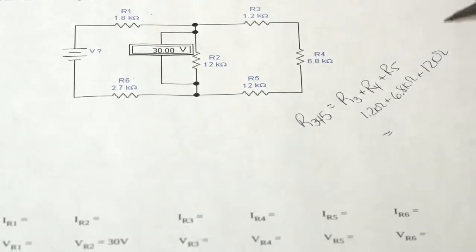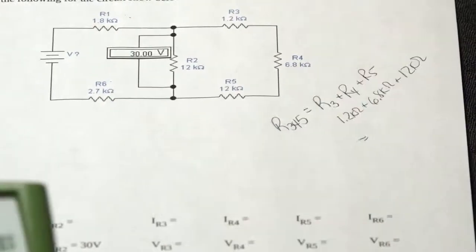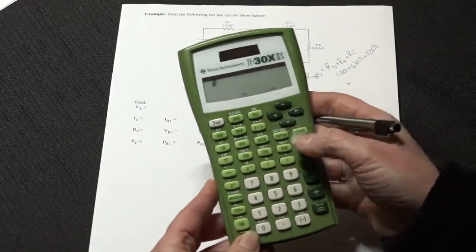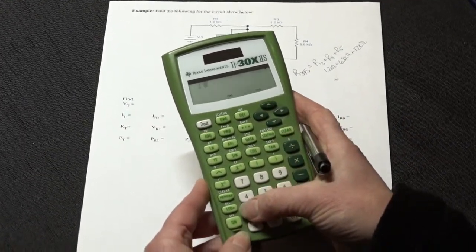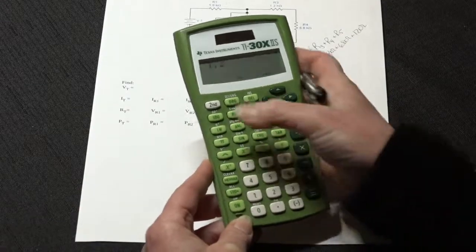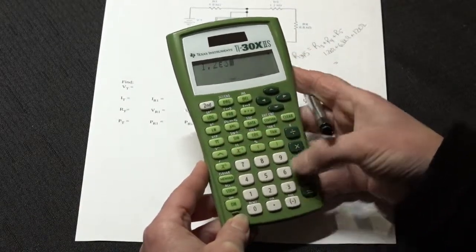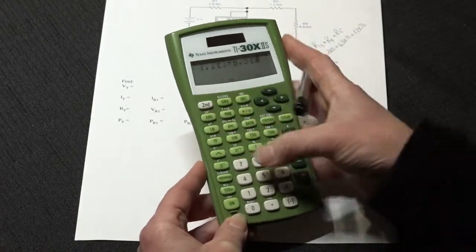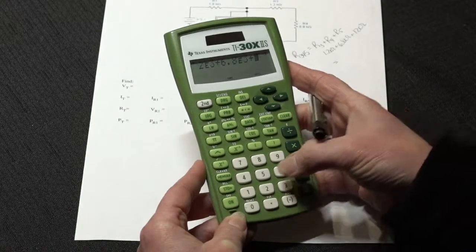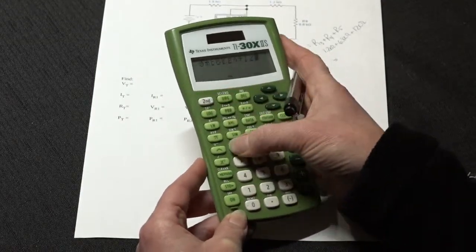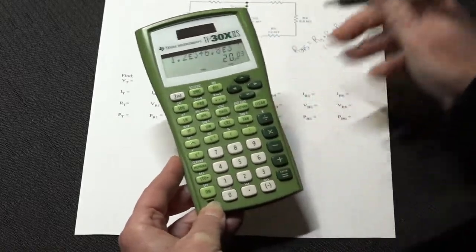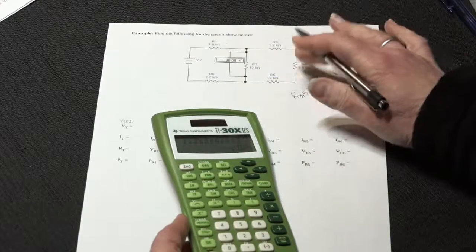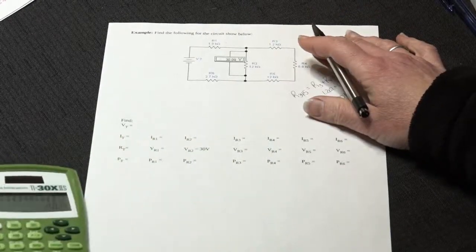And that adds up to, well, let's go ahead and put our little calculator in here. So let's do 1.2K plus 6.8K plus 12K, which gives us 20K ohms. And of course we want to redraw. So we'll go ahead and do that.